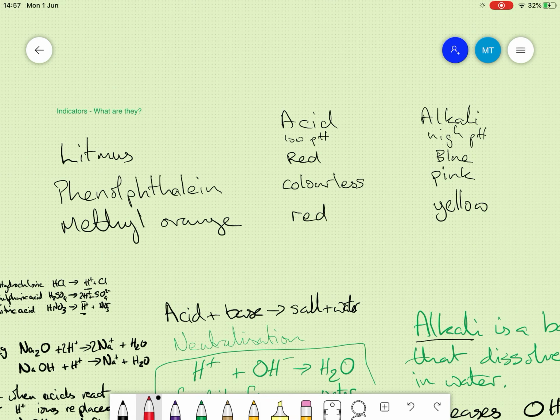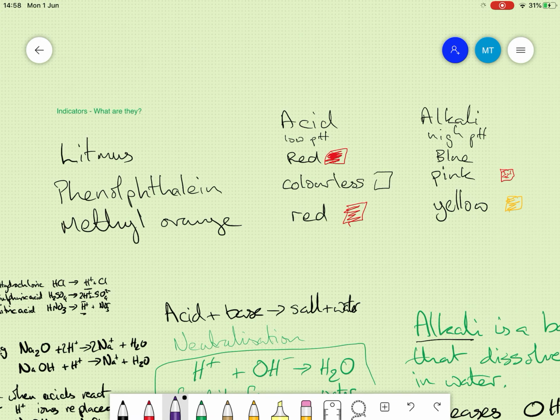Okay, so we've got red, we've got colourless, we've got red, we've got yellow, we've got pink, and lastly we've got blue. I don't have a blue here, that's odd. Okay, didn't think that through, did I?